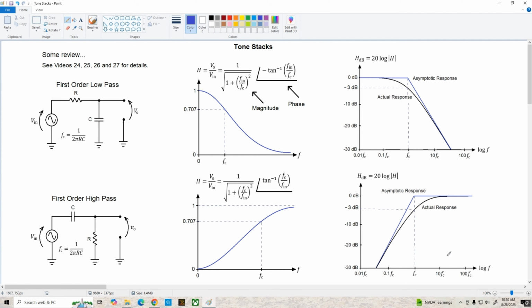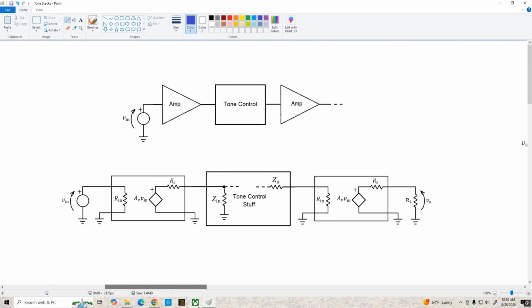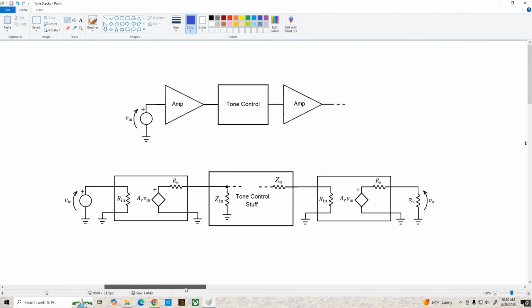Now, there's a lot more filter theory we could get into here, including higher order filters and different responses like band pass and band stop and all pass. But if you have a basic understanding of the first order low pass and high pass, you can generally figure out pretty much what's going on in most tone controls. So let's just go on over to the next page and we'll start talking about the basics of where tone controls are located in the amplifier.